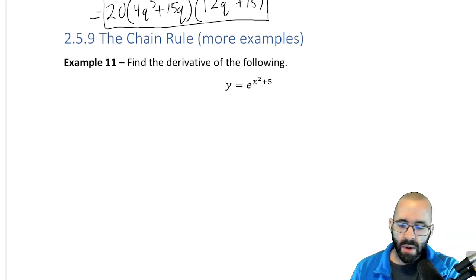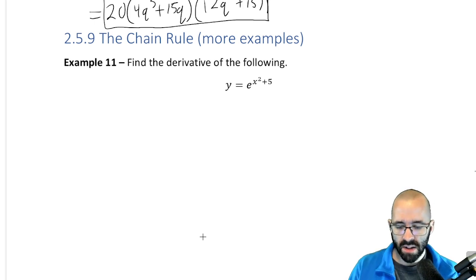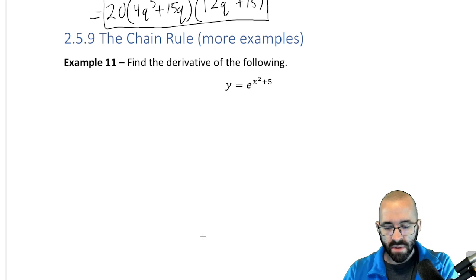In this video, I want to just do two more examples that utilize the chain rule. One is a different kind of chain rule, and the other one is a more theoretical approach. Let's start with a different kind of chain rule. It's not always going to be exponents.